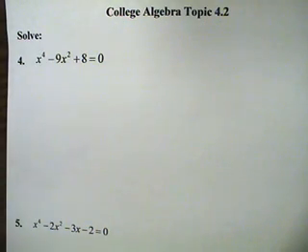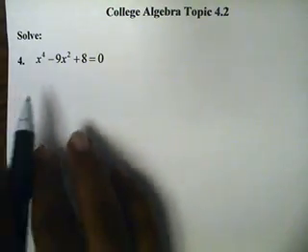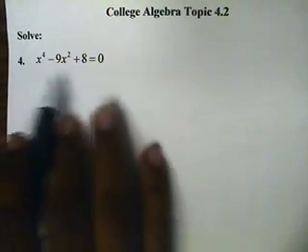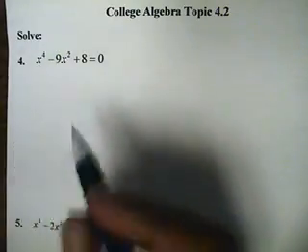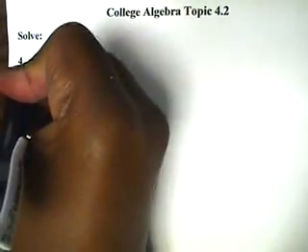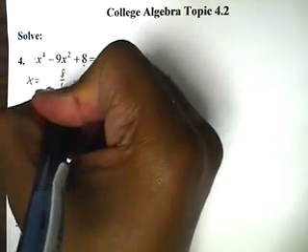College Algebra, topic 4.2, we'll be solving polynomials. First, we want to solve this by getting all possible rational solutions. So the possible rational solutions will be x equals 8, the constant here, over the coefficient here, which is 1, 8 over 1.